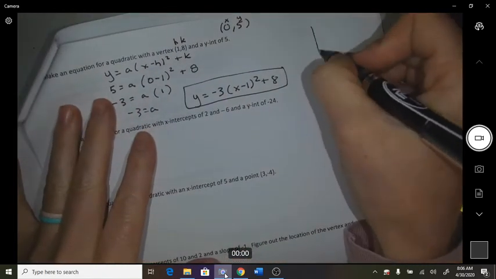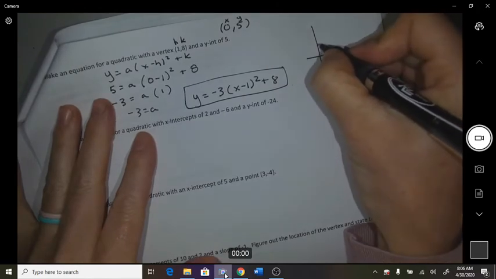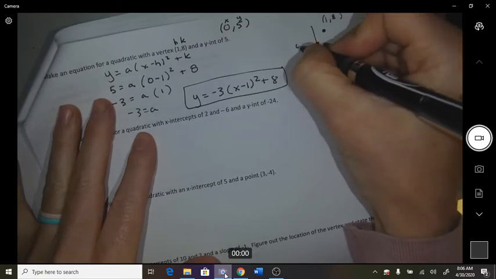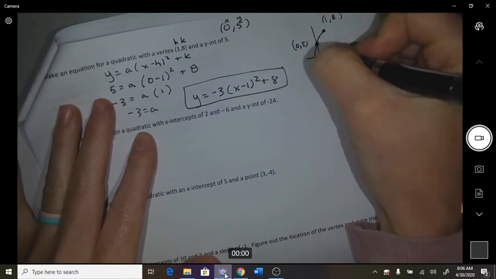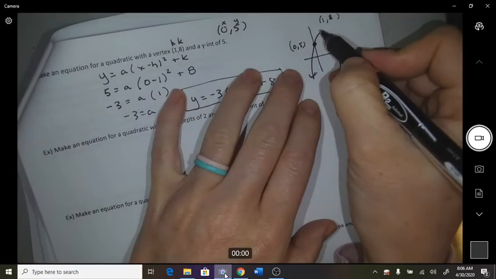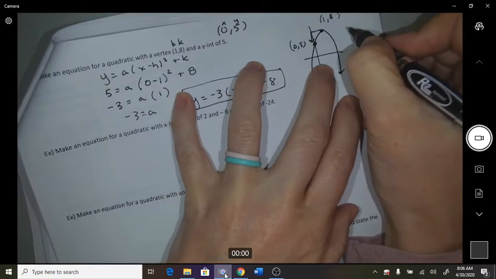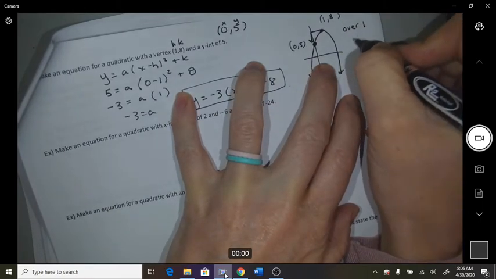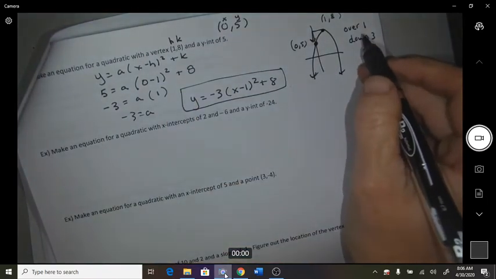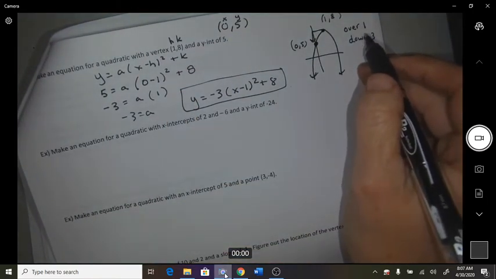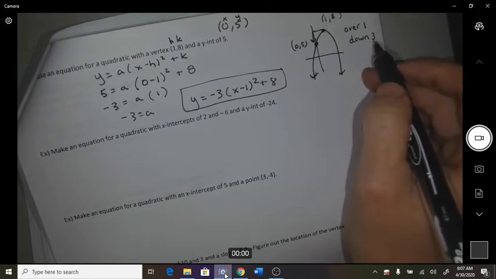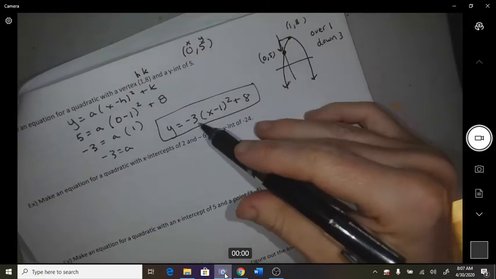So again, I could look at this. I have a vertex here and another point here. So I can see that it obviously opens downward. So how did I move from there to there? I went over 1, down 3. So if you move 1 over, what's 1 squared? 1. But you went down 3, therefore you times it by -3.